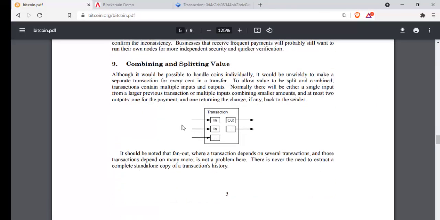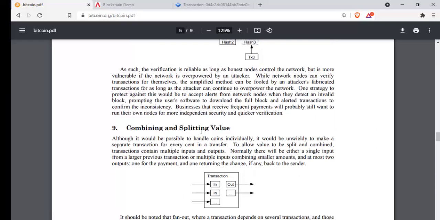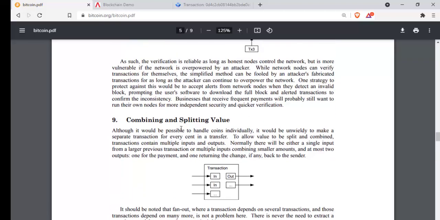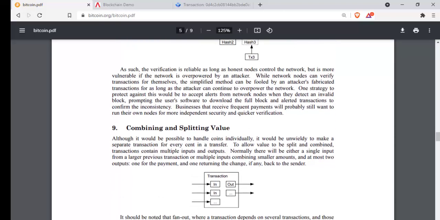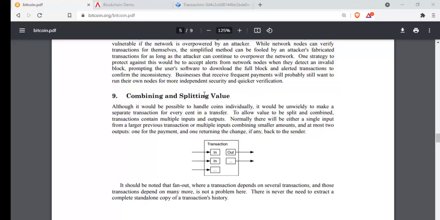And we now have the next thing, combining and splitting values, which is another explanation made on this. So combining and splitting values, it would be really a big problem if we have each transaction.